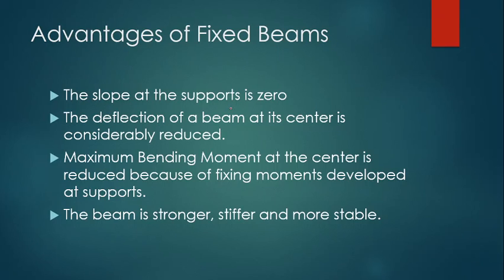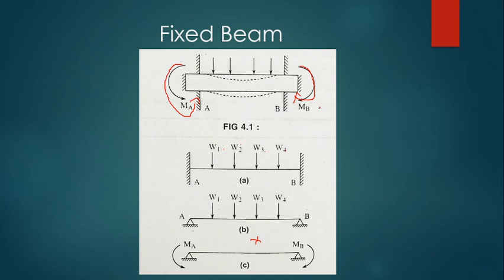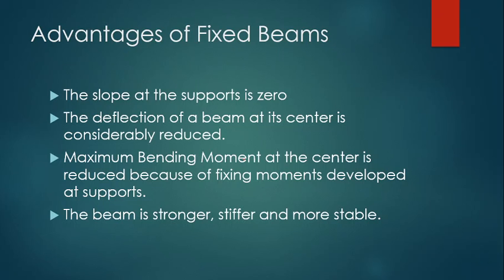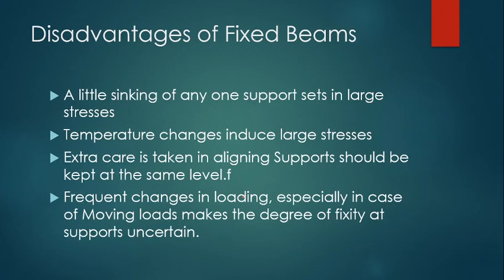So here the slope at the supports is zero, as well as the deflection of the beam at its center is considerably reduced when compared to a simply supported beam of the same loading and same span. And even the maximum bending moment induced at the center is also reduced because of the fixed moments developed at the supports. We have discussed these fixed moments will try to bring back its position, thereby reducing the bending moment in the center. And this beam is stronger and stiffer, and therefore more stable. Here the stiffness is the inverse of deflection, therefore deflection is reduced because of the fixed ends again.